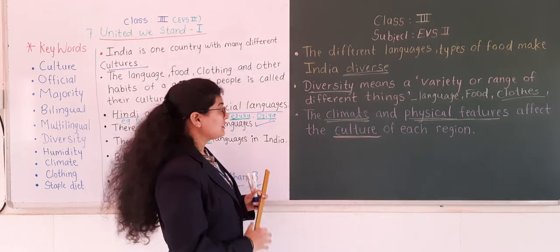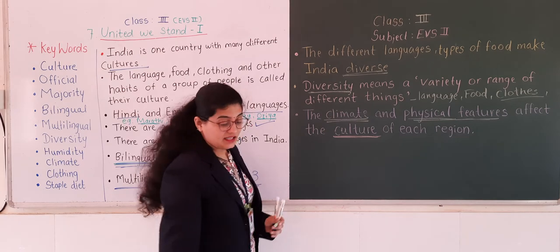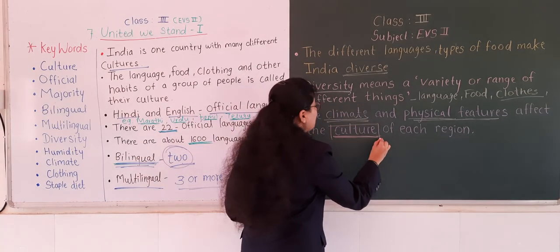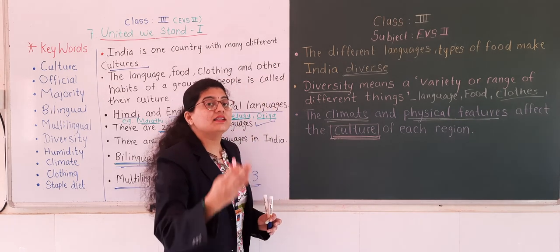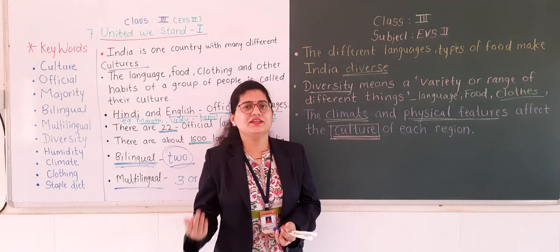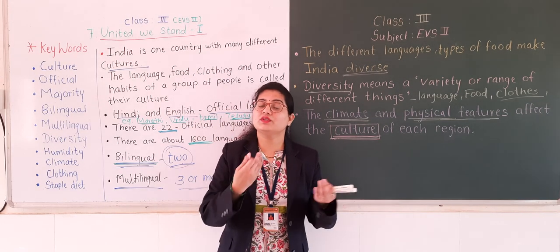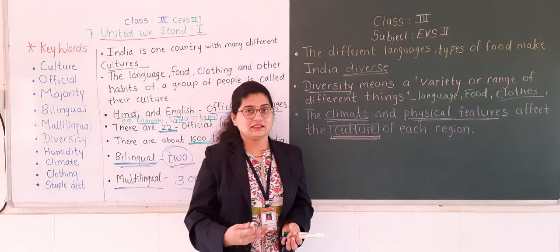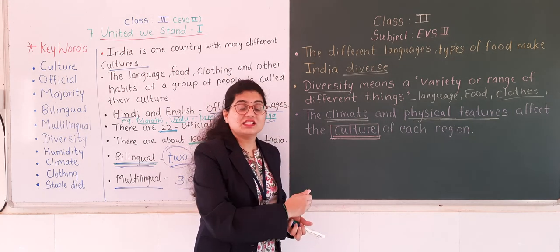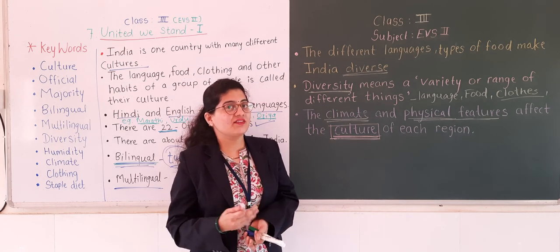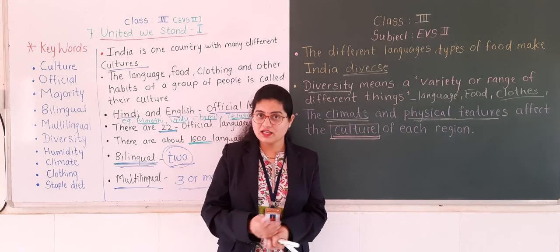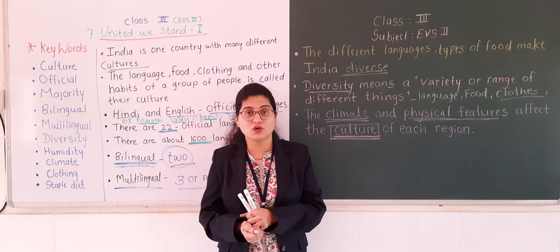Understood? Yes. So here we can say the people who live in a region have a different culture from another region. As we are living in Maharashtra, we have a different culture. We wear different clothes, we eat different food. In the same way, the people who live in the desert region, such as Rajasthan, speak a different language, such as Rajasthani. They eat different food. They also wear different types of clothes.